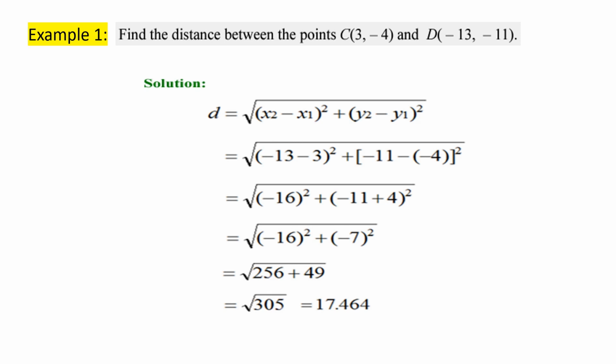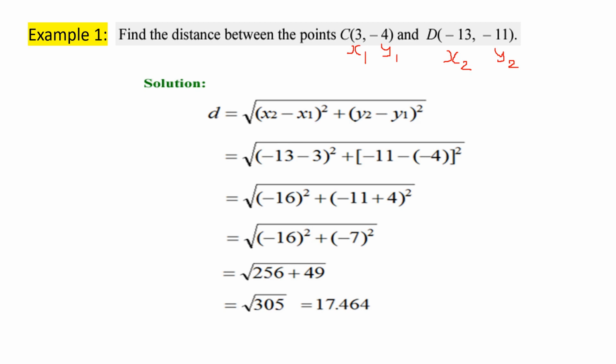So what we have to do here, we need to give names to the points. So what is x1? x1 equal to 3. And what is y1? It is negative 4. And what is x2? It is negative 13. And y2 is negative 11. So you just have to name the points and substitute in the rule. And you can use a calculator for calculating the value. Let me explain the values.